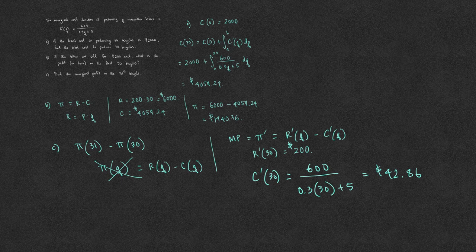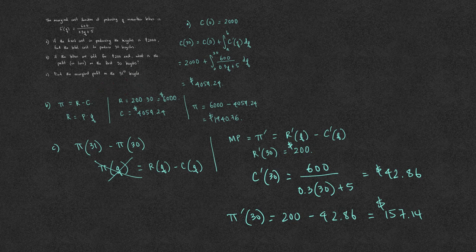Thus, the marginal profit is 200 minus $42.86. This is $157.14, and this is the profit pi prime of 30. This will estimate the marginal profit if we were to sell one additional bicycle, and this is the 31st bicycle.